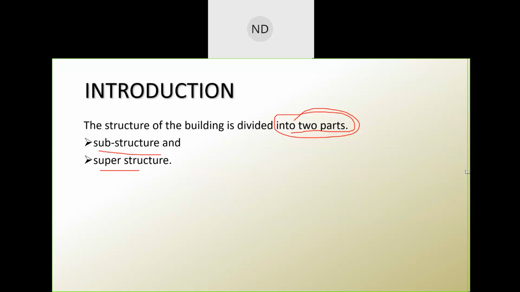Substructure is what is below the ground, ma'am, and in a building, the superstructure is above the ground. Yeah, you already know these things, so why are you all simply quiet? You should say no. Okay, thank you, Arif. That means you are already aware of these things. Okay, right.